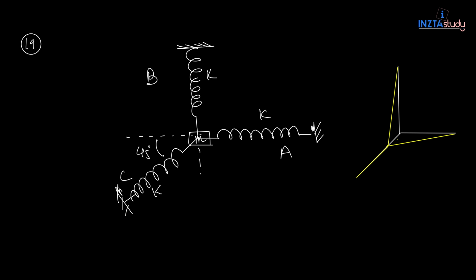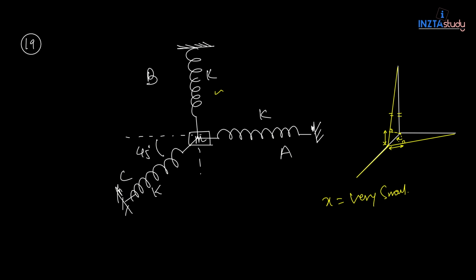Now suppose this distance is x, and if I draw a perpendicular to this line, so if x is very small, means negligible, very small distance, then we can say that this length and this length are equal. So this is the elongation in this spring B, and if I draw a perpendicular line from here, this is the elongation in spring A.